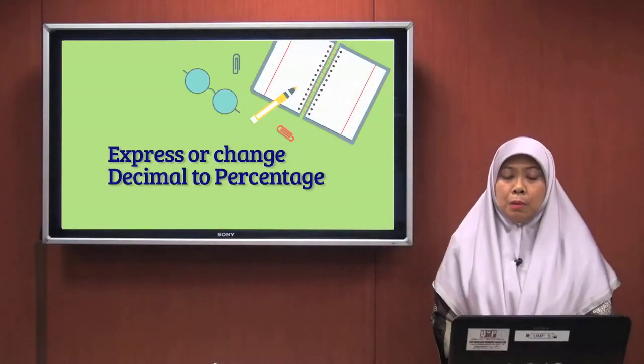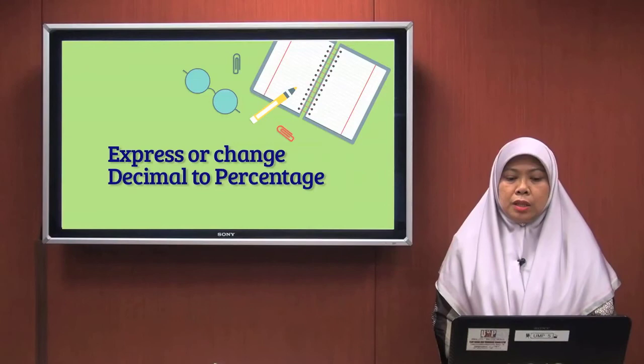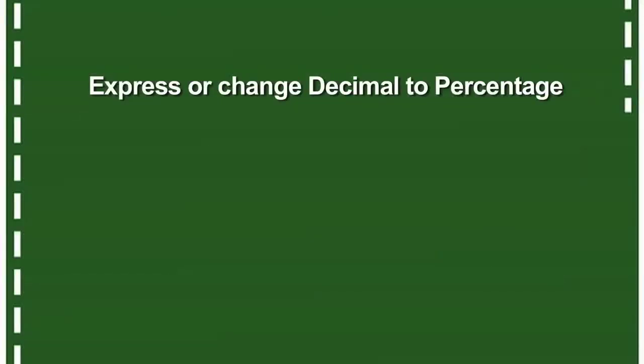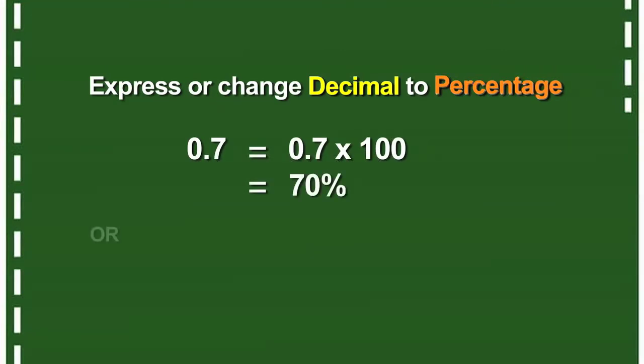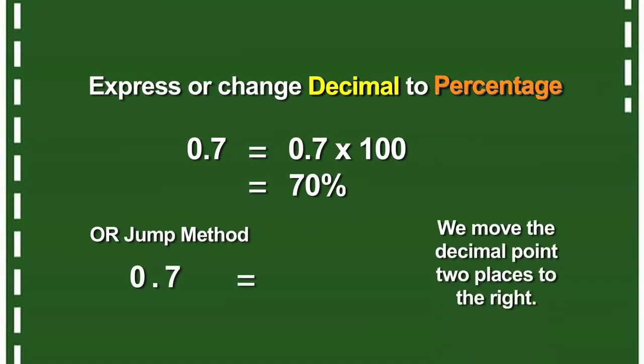The second part of our lesson is to change decimal to percentage. For example, 0.7. You simply multiply 0.7 by 100, which gives 70%, or we use a jump method, which move the decimal point 2 places to the right and gives a 70%.